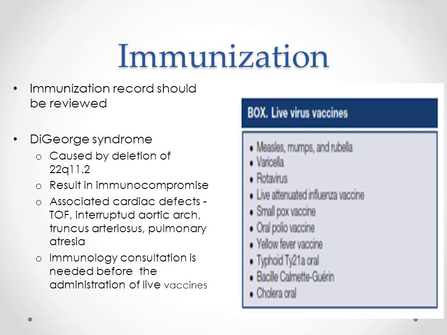Immunization record should be reviewed. DiGeorge syndrome, caused by deletion of 22q11.2, results in immunocompromise. Associated cardiac defects: TOF, interrupted aortic arch, truncus arteriosus, pulmonary atresia. Immunology consultation is needed before the administration of live vaccines.